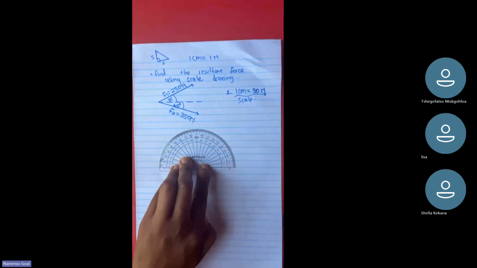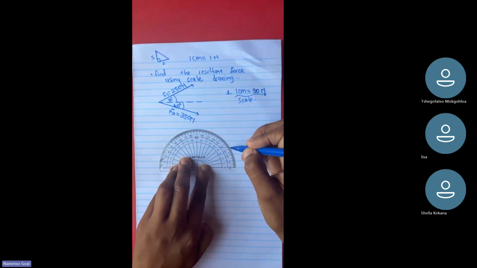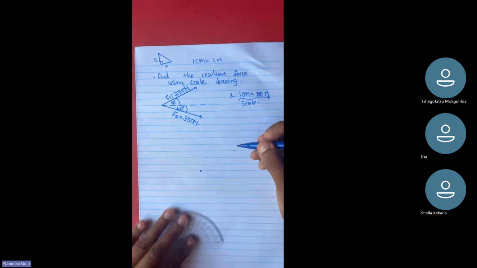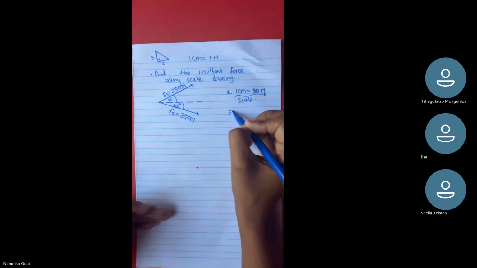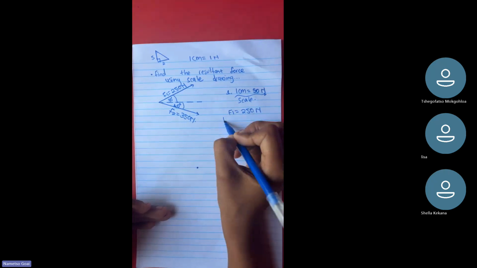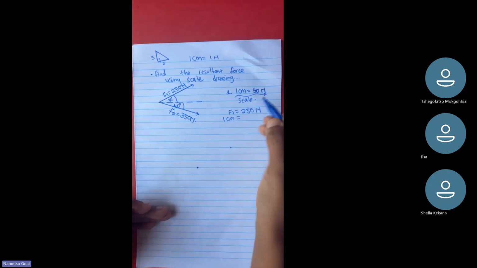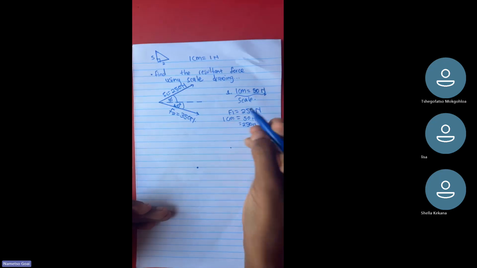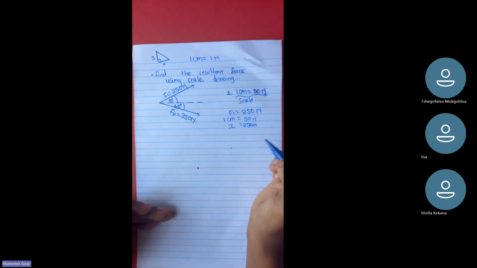Towards our right, we're going to look for a 30. The 30 is supposed to be somewhere over here. I hope you guys are following. Okay, so if a 30 is somewhere over here, remember F1, it's what? It's 250 Newton. We said 1 centimeter equals 50 Newton. So let's find out what 250 Newton would be in centimeters, right? So it's going to be an X over here.